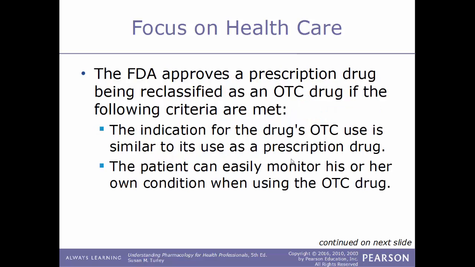And the FDA can approve a prescription drug being reclassified as an over-the-counter drug only if a few criteria are met. So one of these is that the indication for the drug's over-the-counter use is similar to its use as a prescription drug. The patient can easily monitor his or her own condition when using the over-the-counter drug. You know when your heartburn has gone away. You know when your indigestion has gone away. It's something that it's very easy for the patient to identify.